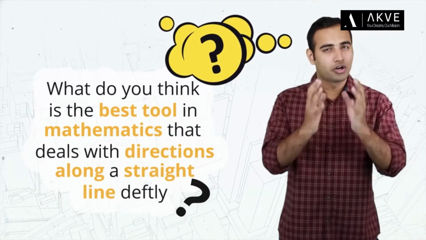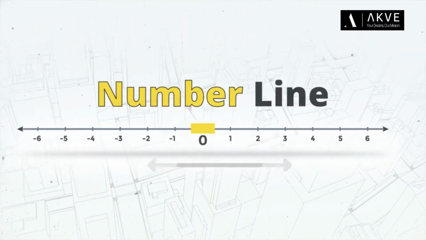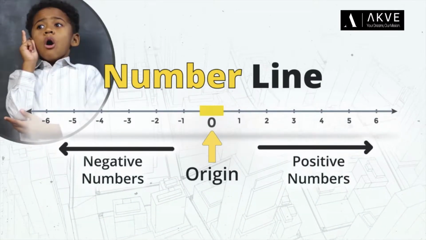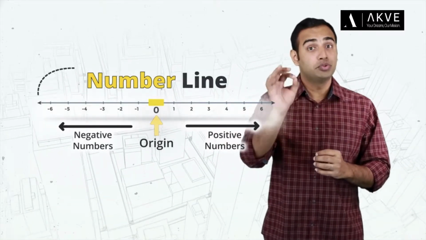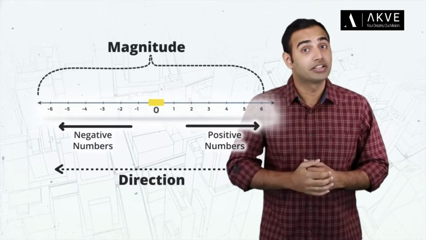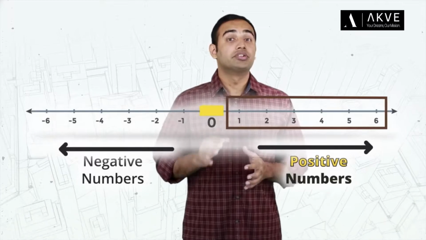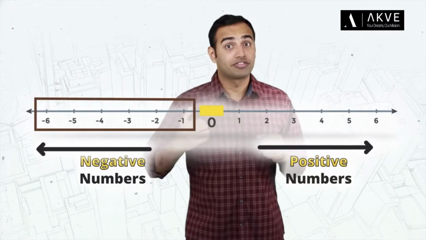So the mathematical concept or the tool that I was looking for is nothing but the number line. Yes, most of you look surprised now. Well, you see, number line is the perfect tool which can help us represent both magnitude and direction of a vector. Let me show you how. So as you already know, a number line has all the positive numbers towards the right of 0 and all the negative numbers towards the left of 0.